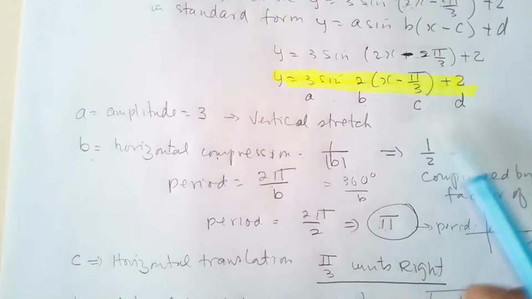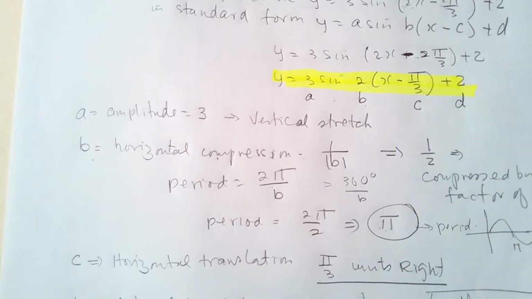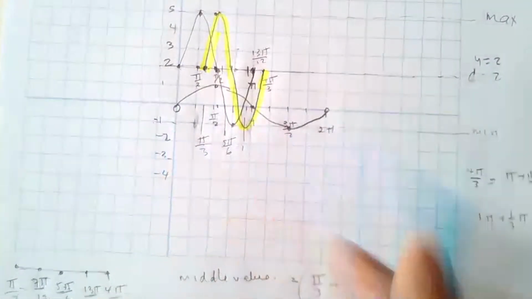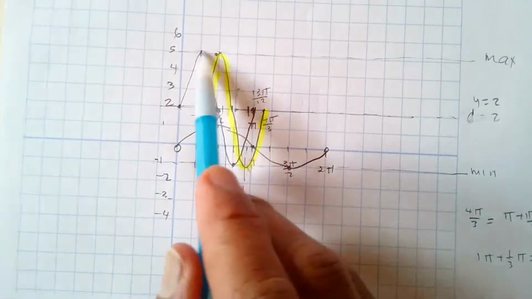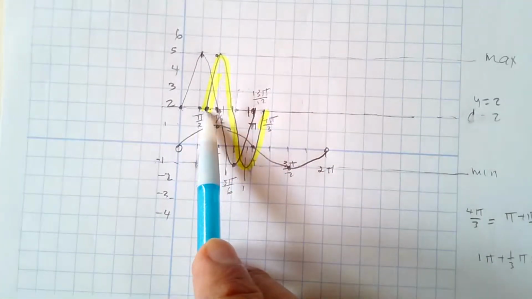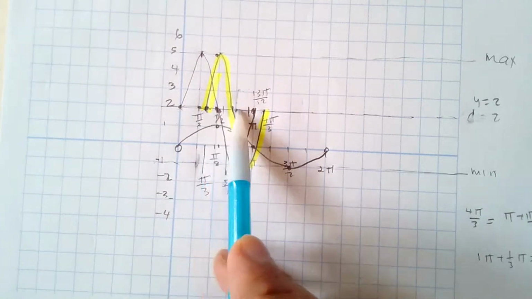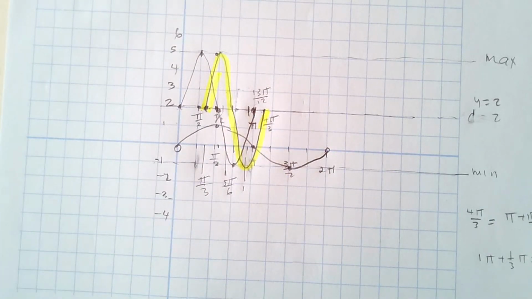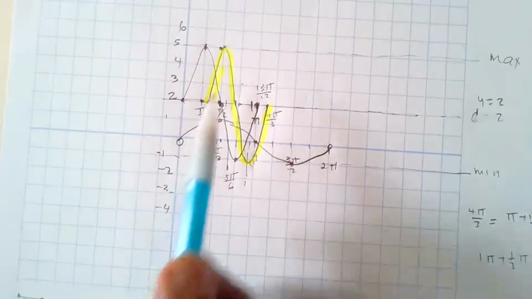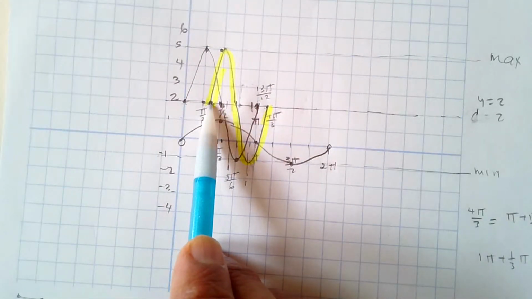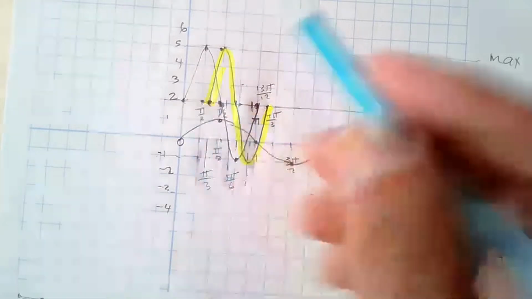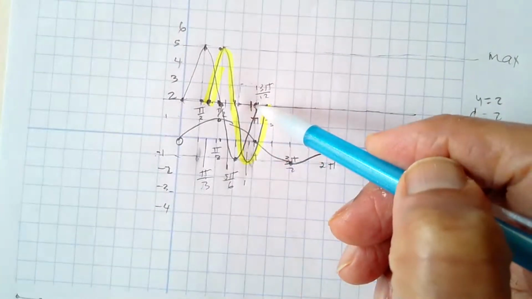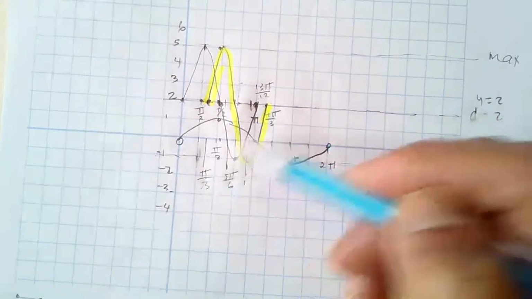And the d, which is our vertical translation, becomes your midline. So you start out by constructing your midline here. Then you would construct a sine function with the amplitude and a new period, and then you do the shift. In this case, shift to the right. When you're doing a shift, you find your beginning point, and the end point would be the beginning plus the length of the period. So my beginning point is pi over 3. The period is pi, so I add pi to pi over 3 as the ending.